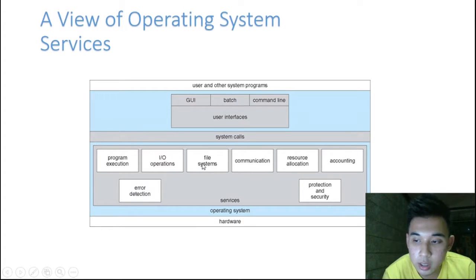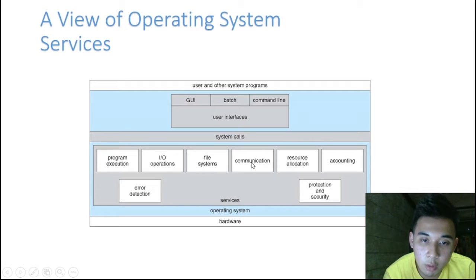For the file system, the program needs to read and write files and directories. They also need to create and delete them by name, search for a given file, and list file information. Finally, some programs include permission management to allow or deny access to files or directories based on file ownership.